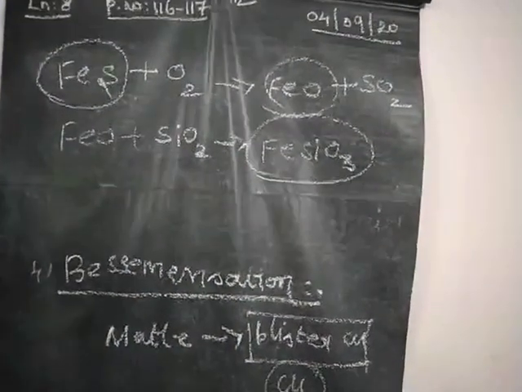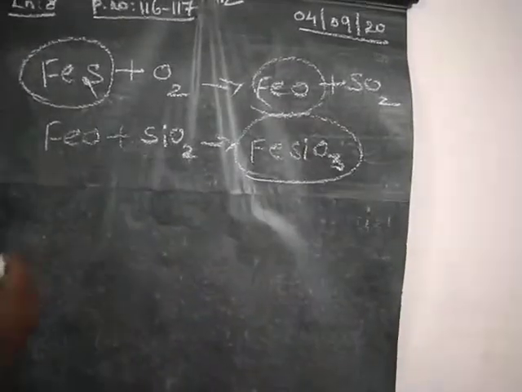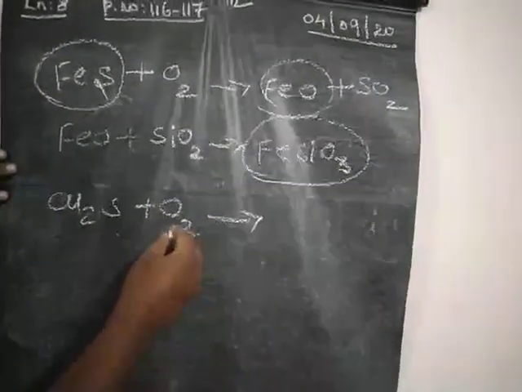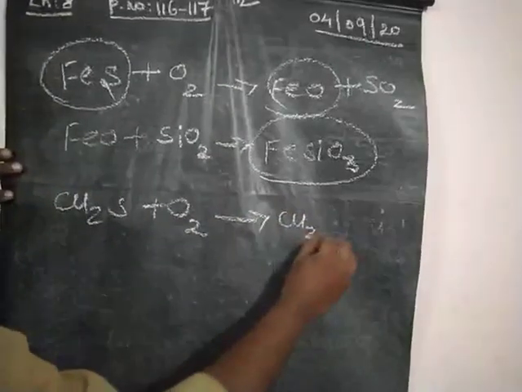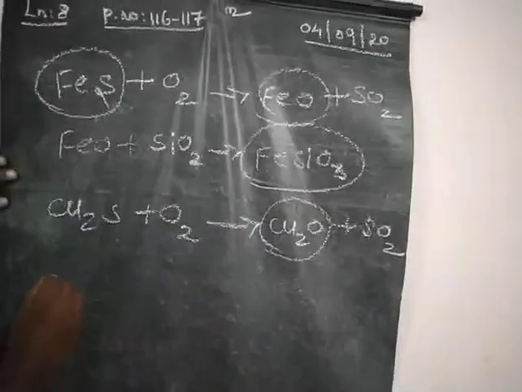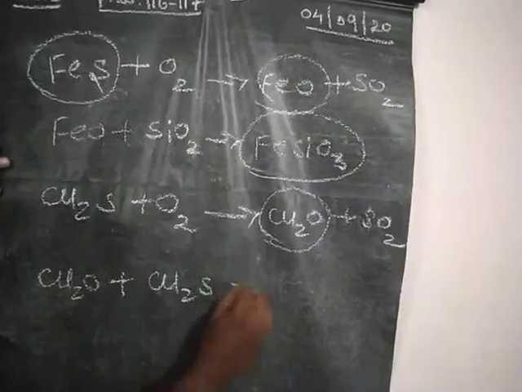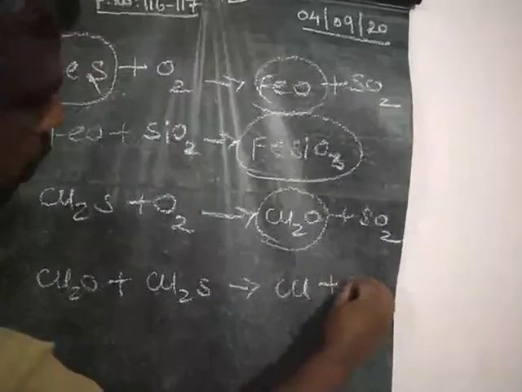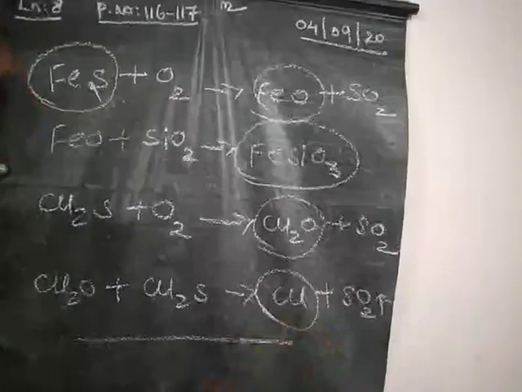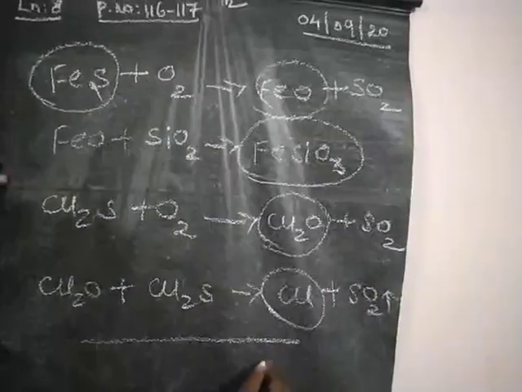In the same way, copper sulfide, Cu2S, plus O2 gives Cu2O plus SO2. That oxide of copper again reacts with sulfide of copper to give blister copper plus sulfur dioxide gas, which is removed. So this copper is nothing but blister copper. This copper contains 98% purity.